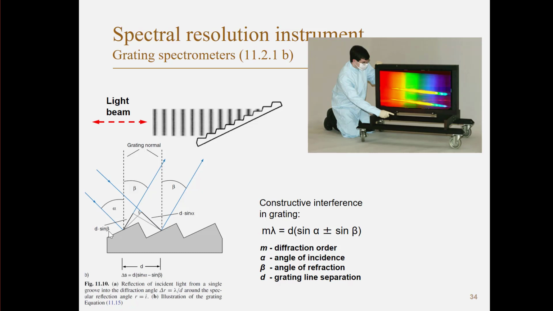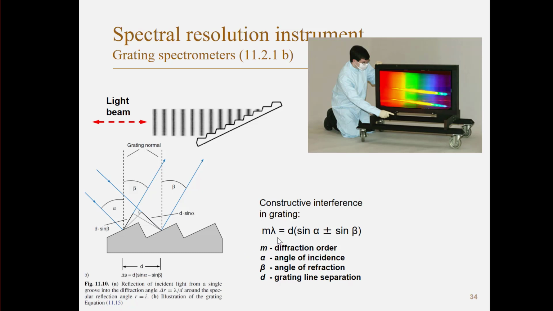And if we subtract these two, we get the difference they have traveled, just like we did in the previous one. So delta S for these two lines is equal to d times (sine alpha minus sine beta). And if this is equal to one wavelength, then we will get constructive interference. So that's what we write over here. If this distance is equal to lambda, we'll get constructive interference.